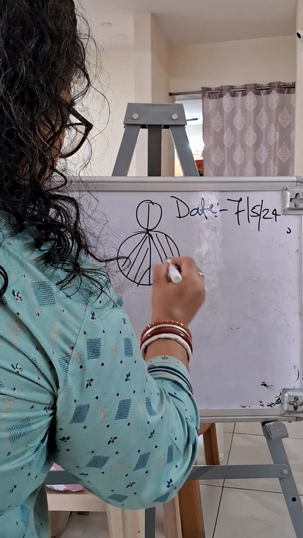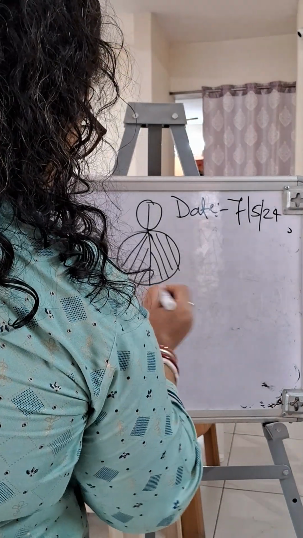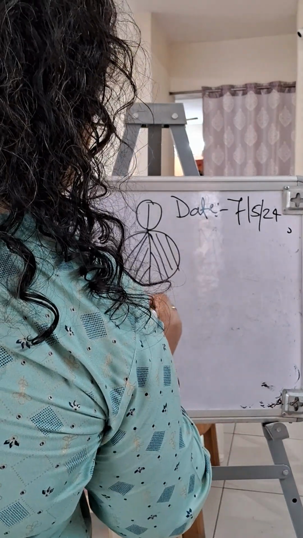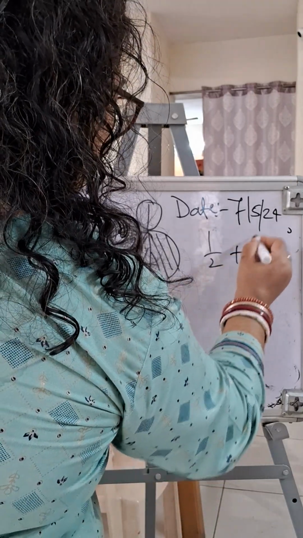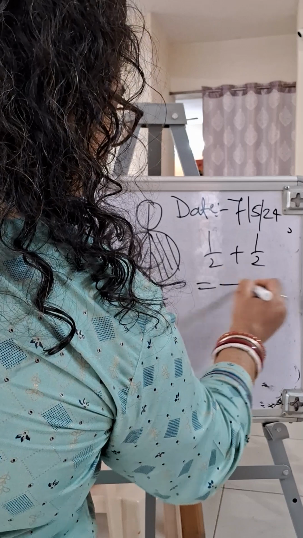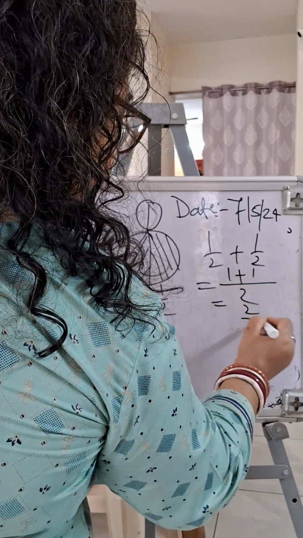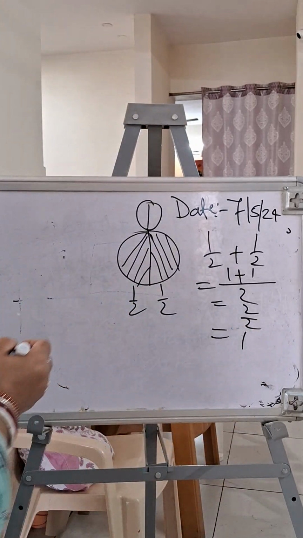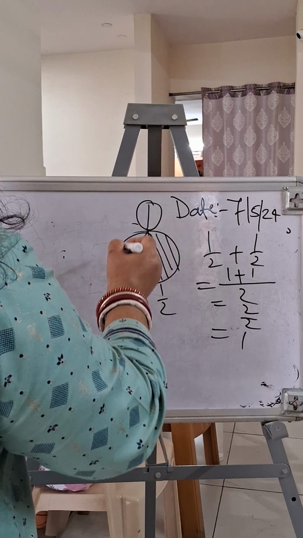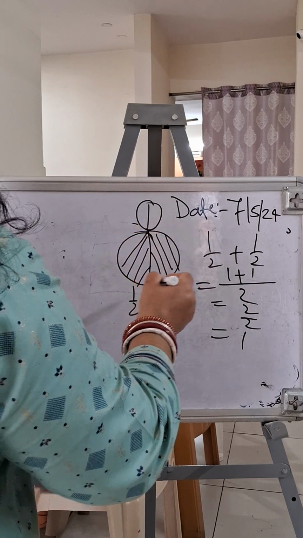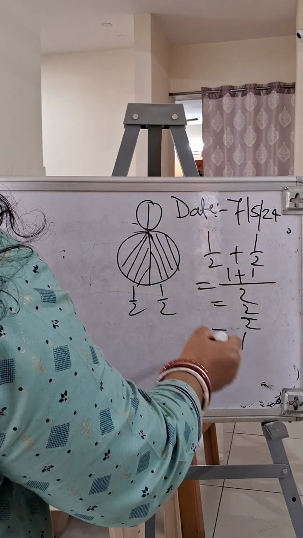Suppose I divide 1 into two portions. One is 1 by 2, another is 1 by 2. If I add them, I again get 1. Here 2 is common, and 1 plus 1 equals 2, so 2 by 2 equals 1. In that way, by dividing the whole into equal parts, we get the whole again.